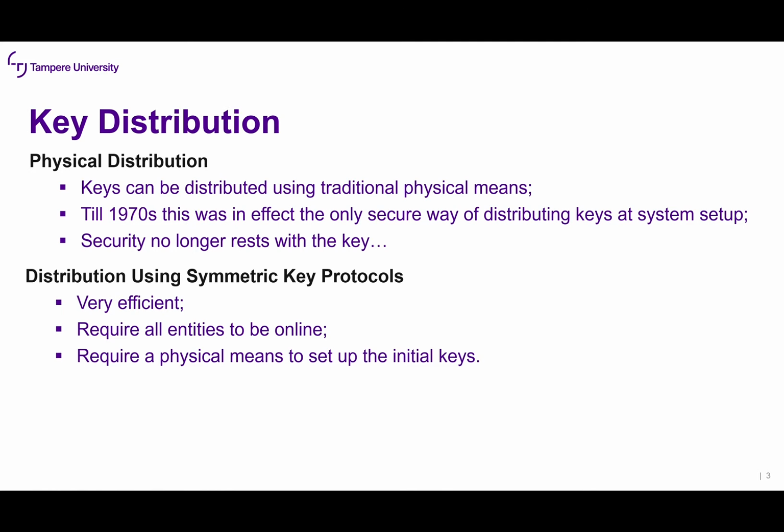So all the protocols that we will describe today will be based on distribution using symmetric keys, right? Now, these kinds of protocols are usually very efficient because they use only symmetric key encryption, but they have some drawbacks. More precisely, they usually assume that both the trusted authority and the users who wish to agree on the key are online simultaneously, and apart from that, they also still require a physical means to set up the initial keys. This will become more clear in a few slides from now.